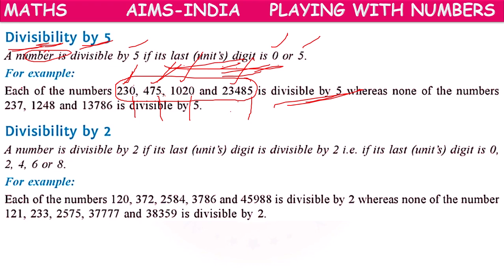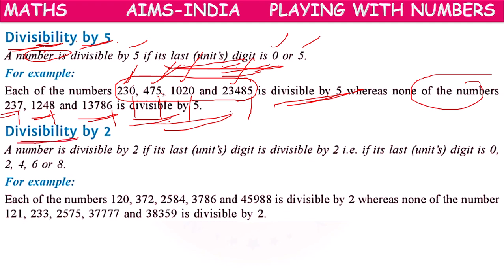Whereas if we see numbers like 237, 1248, 13,786, the last unit digit is 7, 8, 6. They are not having 0 or 5, so none of them is divisible by 5. This is the divisibility by 5 rule.